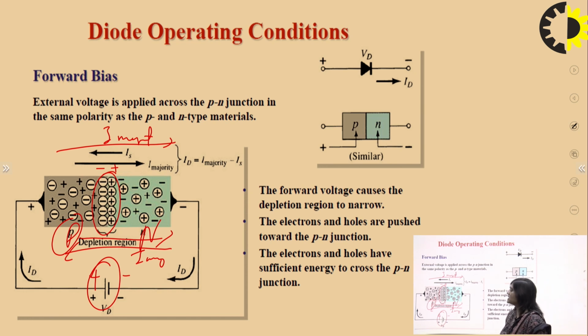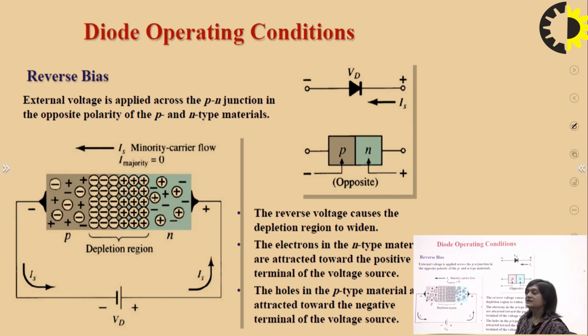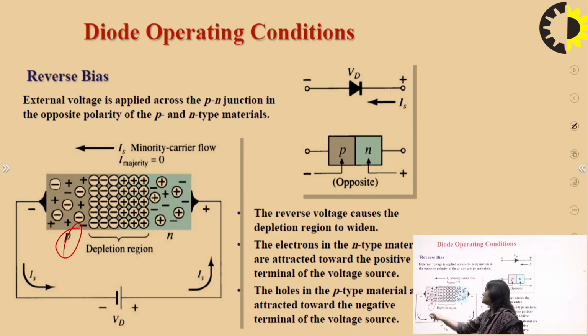And in forward bias, if we increase the forward bias voltage, then more majority charge carriers will cross the junction. That's why the depletion layer width will decrease in this case, and it also offers low resistance. The resistance is in the range of 10 ohms to 100 ohms for a practical diode, and for an ideal diode the resistance is 0.